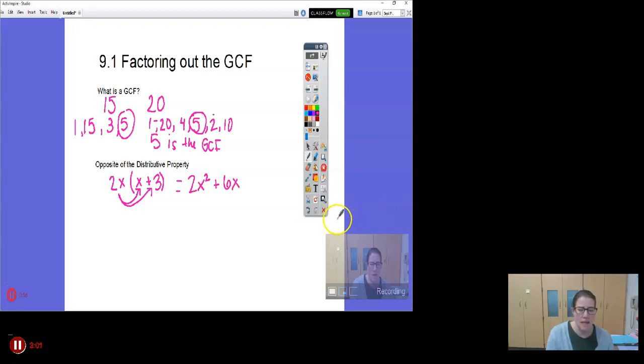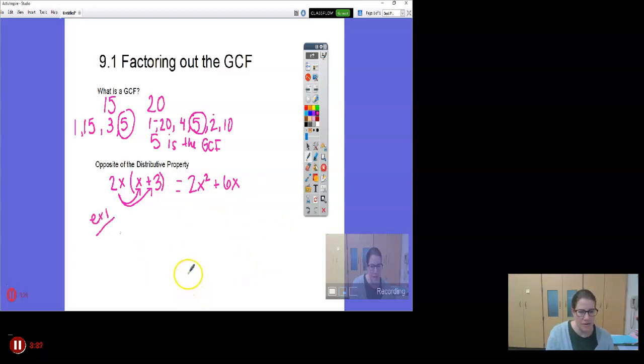Okay, so today, when we're factoring out the GCF, we're not going to be given our problem like this. We're going to be given our problem like this. We have 2x squared plus 6x. We need to factor out that greatest common factor. So in fact, we will be starting with this form, and we need to get back to this form over here, where we have that greatest common factor out front of the parentheses, and then we have what's left inside. So let's start with an example.